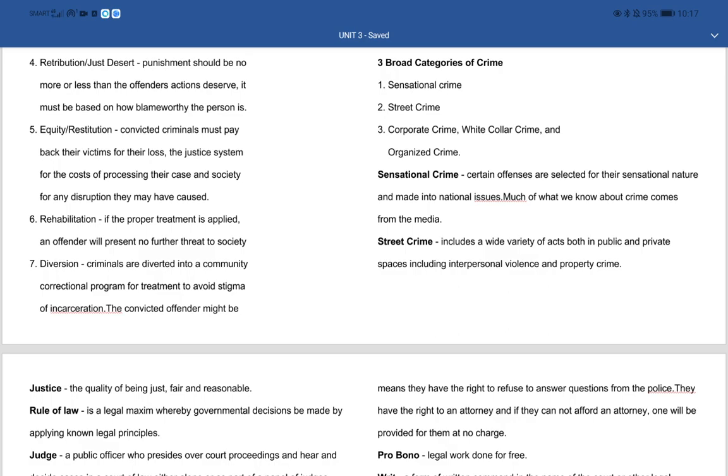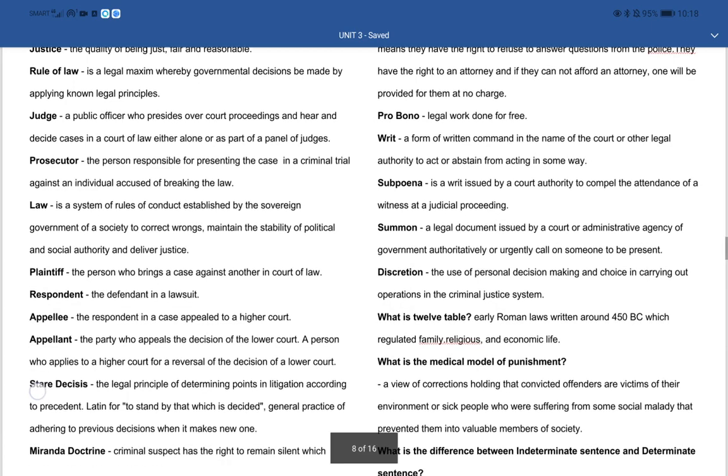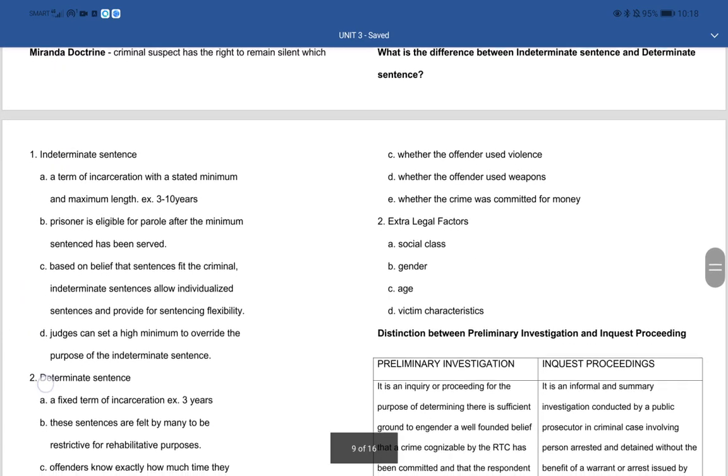Certain offenses are selected for their sensational nature and made into national issues. Much of what we know about crime comes from media. So sensational crimes are those where a person commits a crime having gotten the information from media. Okay, from media. The sources in media are not really reliable, and they could be used in a criminal way. So we have here the plaintiff, the person who brings a case against another in a court of law. Respondent, the defendant in law. Okay, these are the terminologies. So you read this one, the terminologies.